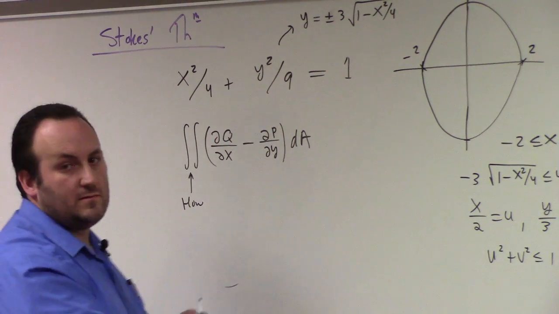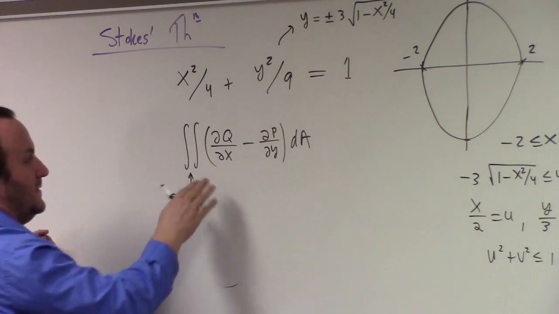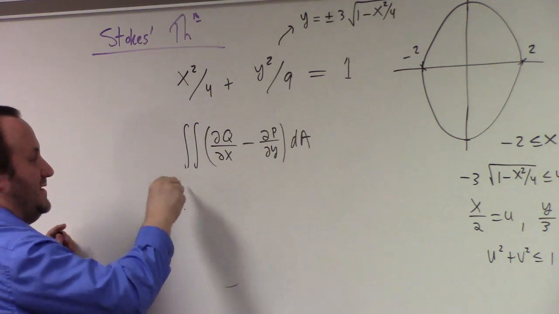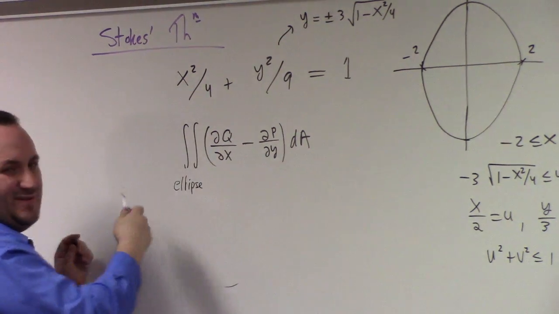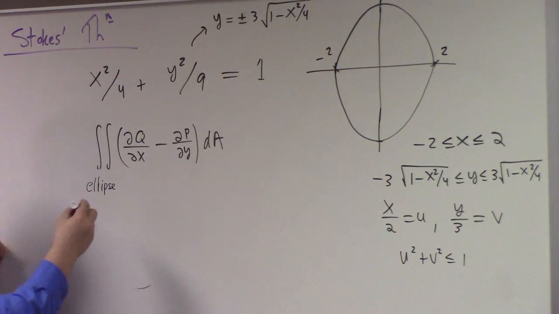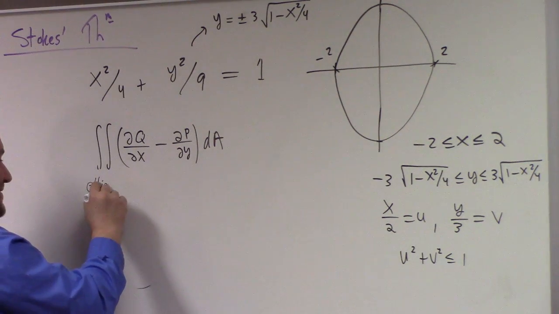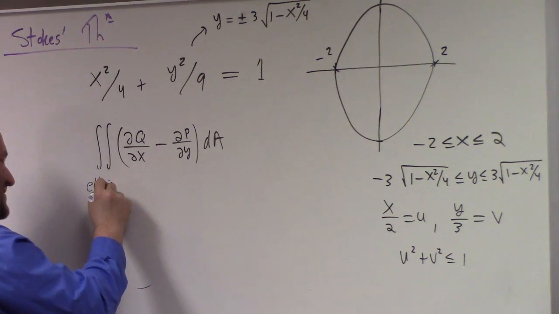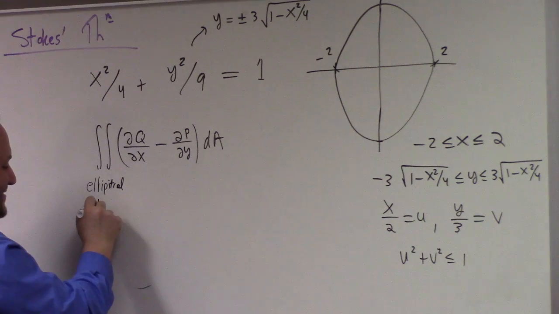Just like we did in a previous problem. So basically this is the integral over the ellipse. It's not really, it's the integral over the interior, I mean the solid ellipse. I don't know what to call this. Elliptical disk, there we go. Ellipse. Elliptical disk is a good term, yes, okay.